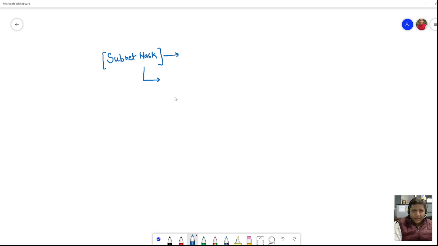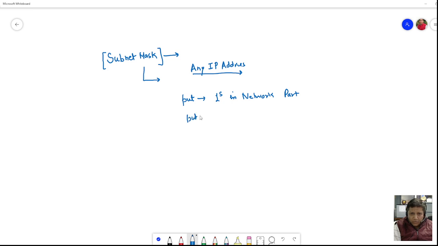Now what is a subnet mask? Any IP address, you put ones in the network part and put zeros in the host part. If you do it like this, then you'll get the subnet mask of that network.